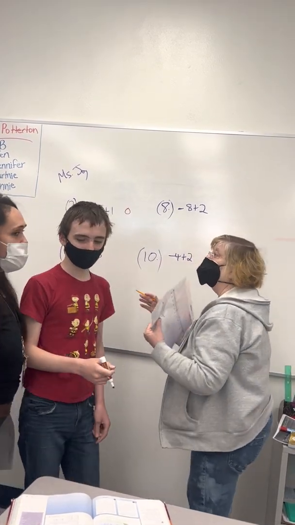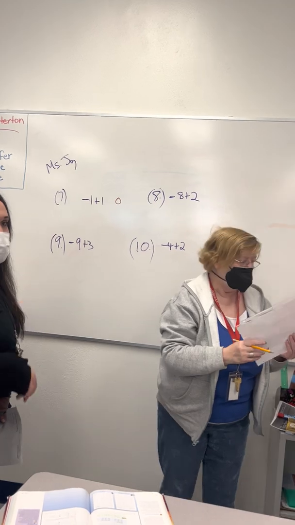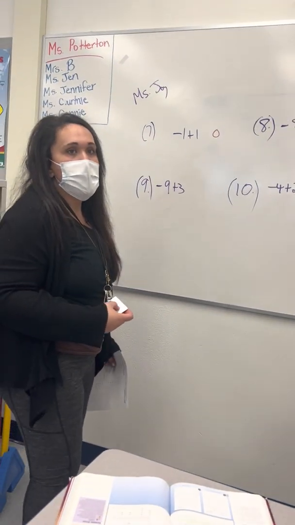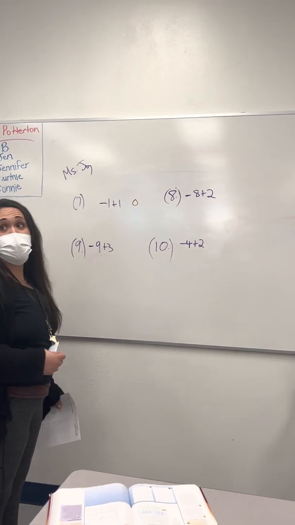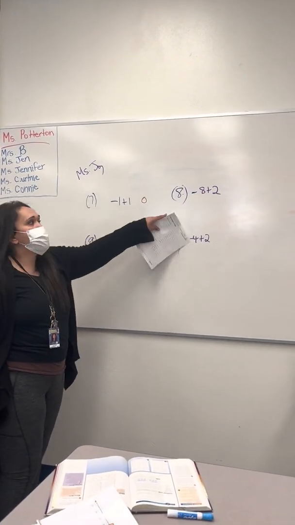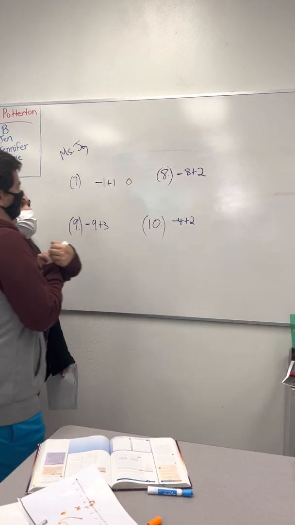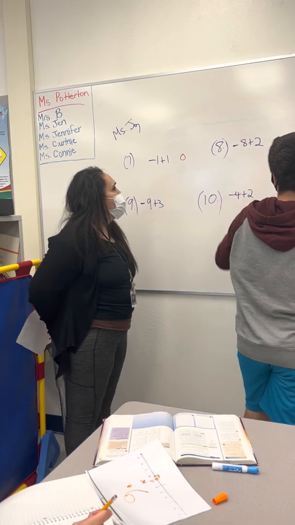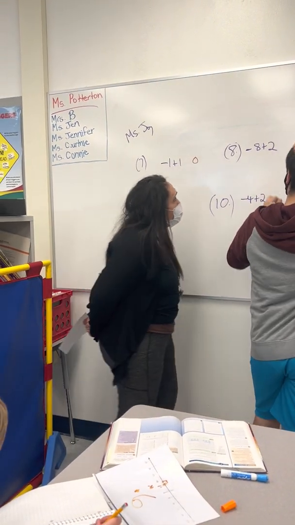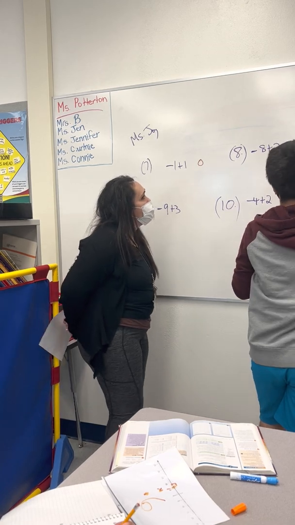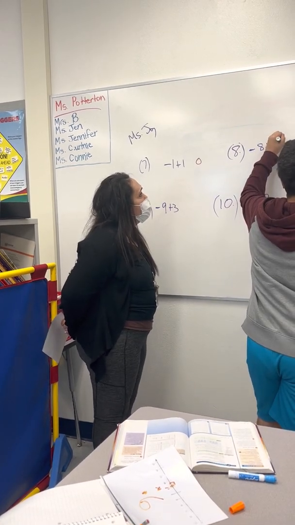Negative 8 plus 2. Ready? So write it down. You're gonna do number 8. Same concept as before. What do you do first? Did he not just earn his last token? What's negative 8 plus 2? He just did a problem, right? Yes. So he can earn his last token, he can be done. Okay.